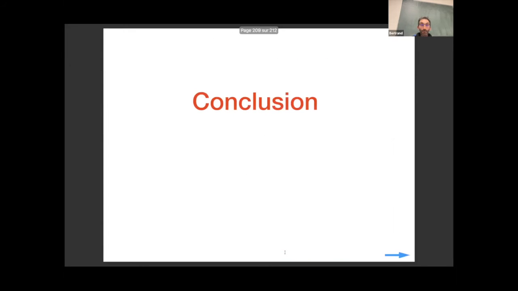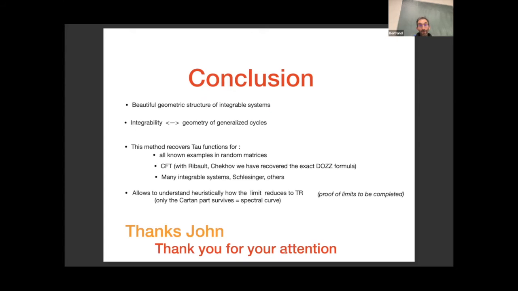Let me conclude my talk. So first, you see there is a really beautiful geometric structure in integrable systems, in the fact that we can associate deformations to these cycles. And cycles have intersections. Cycles are much more topological objects or homological objects. So it's much easier to understand things in terms of these cycles. And also with this method, we really recover all the known things about tau functions. For example, everything in random geometry theory fits in this framework.